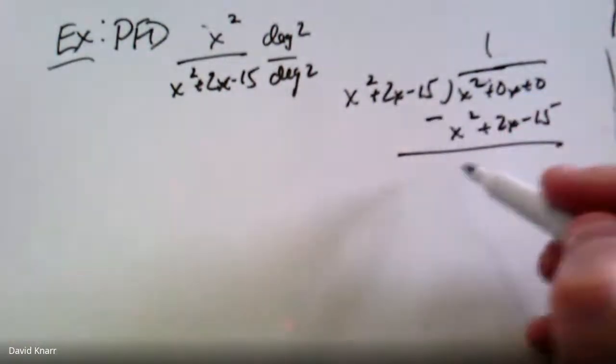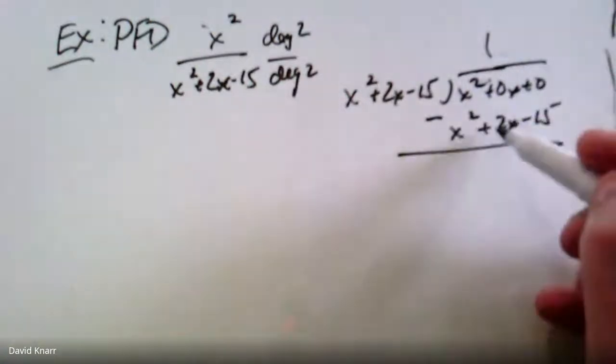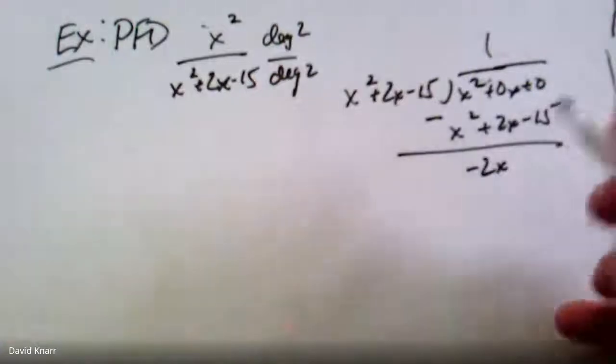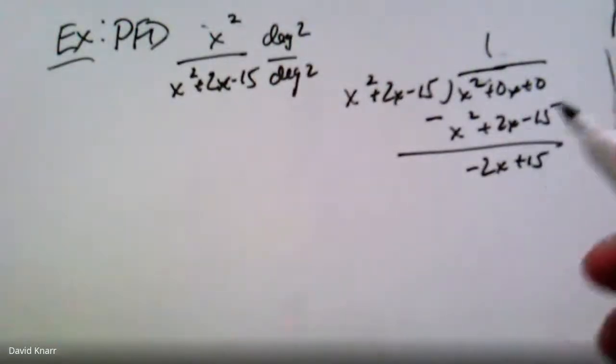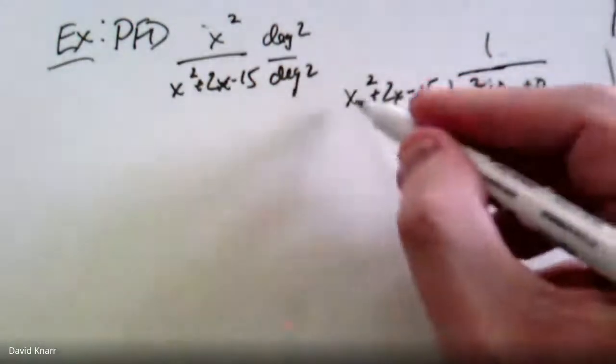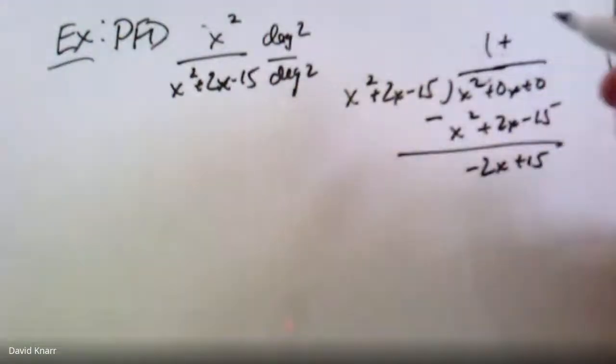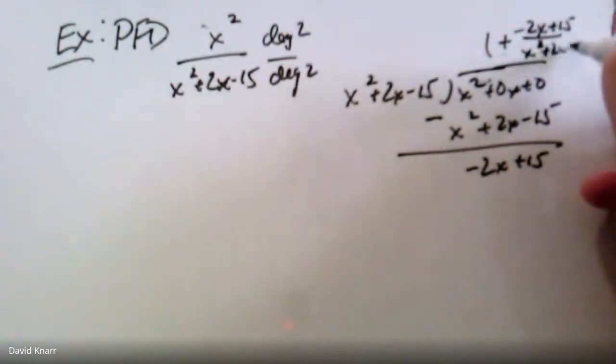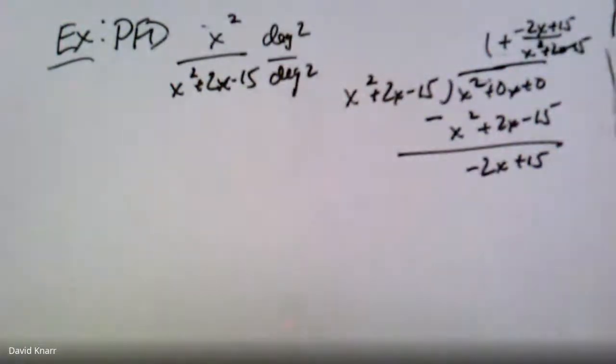So x squared minus x squared is 0. 0 minus 2x is -2x. And 0 minus -15 is plus 15. So now x squared doesn't go into 2x. So that's our remainder. Our remainder is going to be -2x plus 15 over the divisor, x squared plus 2x minus 15. Okay?